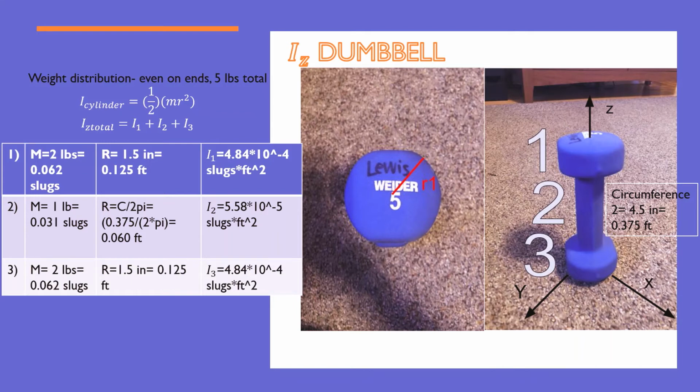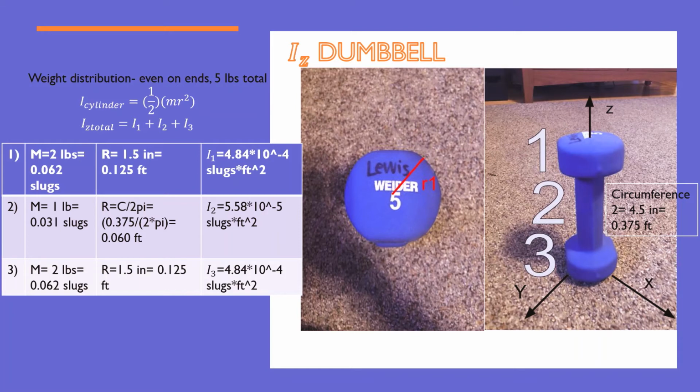applied. The radius of the center cylinder, section 2, is found by dividing the circumference measured with a measuring tape by 2 pi. Additionally, since you can't break down the weight to get the mass of each section, it is found that weight is distributed evenly to the 2 outside sections, which would be 1 and 3. So the 5 pounds total were broken down as 2 pounds on the ends and the center being 1 pound.